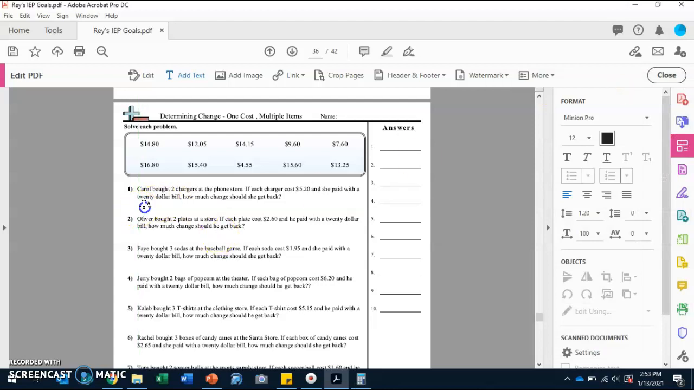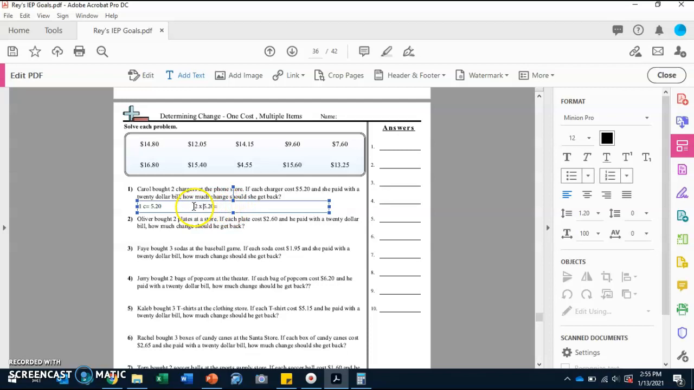But first, let's write down what we know. So we know each charger costs $5.20. So I'm going to put 1C for one charger equals $5.20. However, Carol bought not one charger, but 2. So that means that we have to multiply 2 times 520, because that's what each one costs. So this is what we need to figure out first in order to figure out how much change she should receive or she got back.